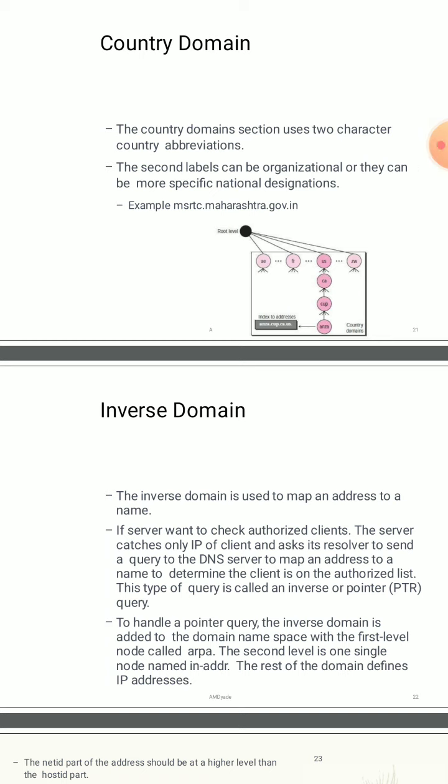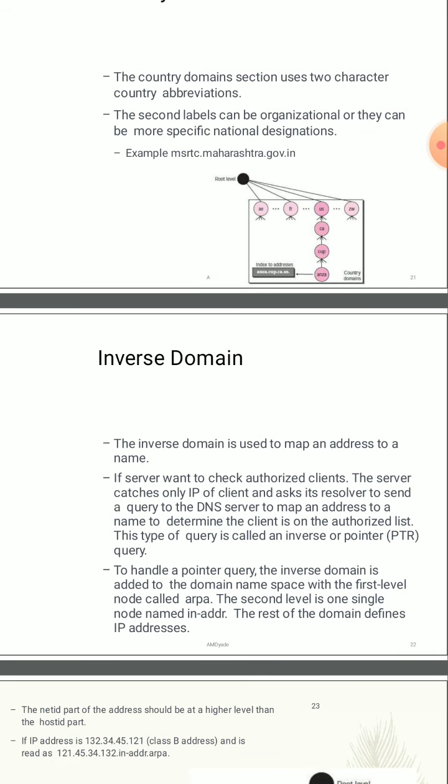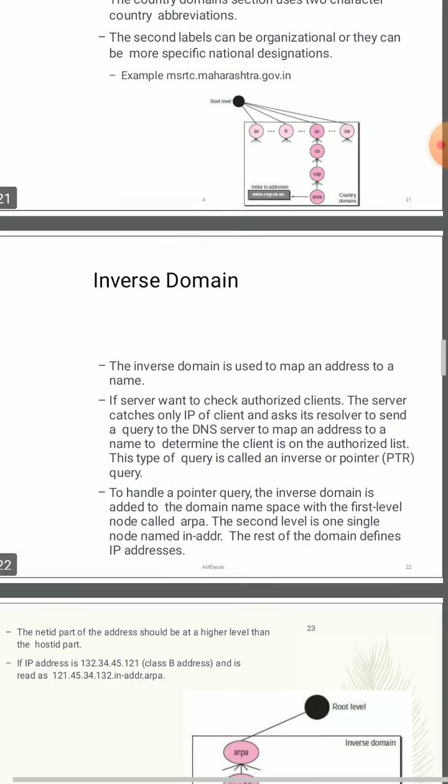So for example, msrtc.maharashtra.government.in, which represents the Maharashtra government, but it belongs to India. Similarly, if you want to represent the country for America, then it uses .us to represent it. So next, inverse domain.